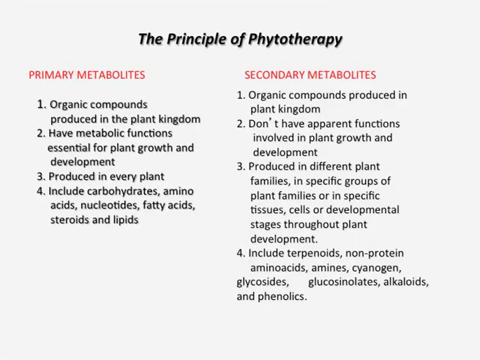Secondary metabolites are organic compounds produced in the plant kingdom. They do not have apparent functions involved in plant growth and development. They are produced in different plant families, in specific groups of plant families, or in specific tissues, cells or various developmental stages. They include terpenoids, non-protein amino acids, amines, cyanogenic glycosides, glucosinolates, alkaloids and phenolic compounds. These are very effective for medicine.